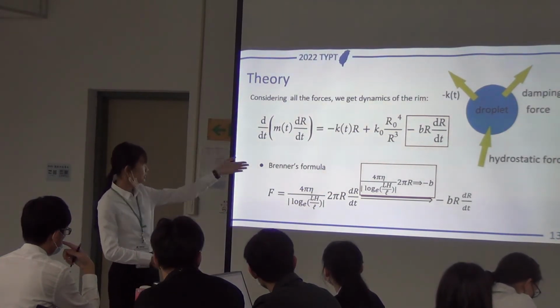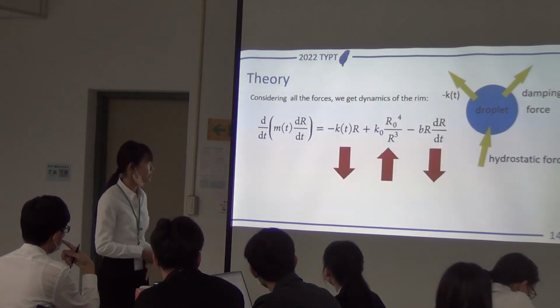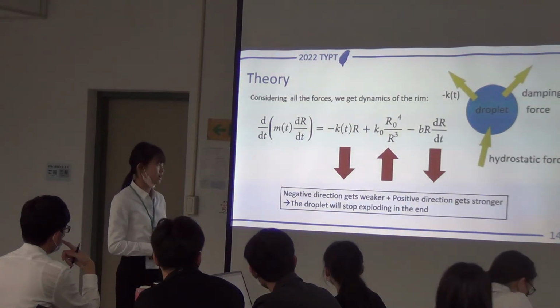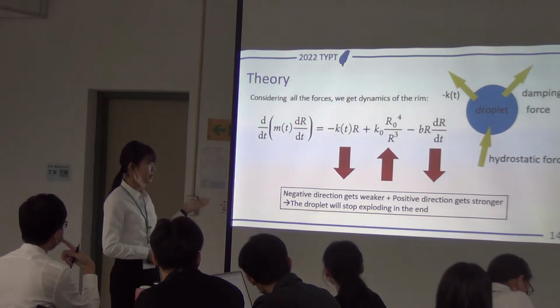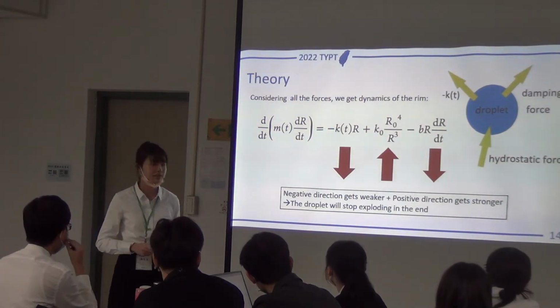And from this formula, we can easily find out that this motion is associated with the radius. So with the decreasing radius, the force in the negative direction will get weaker, and the force in the positive direction will get stronger. And that means the droplets will finally stop expanding in the end.